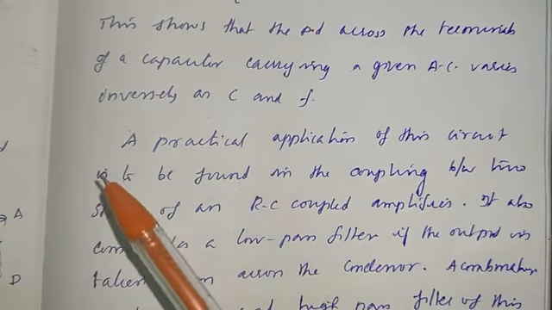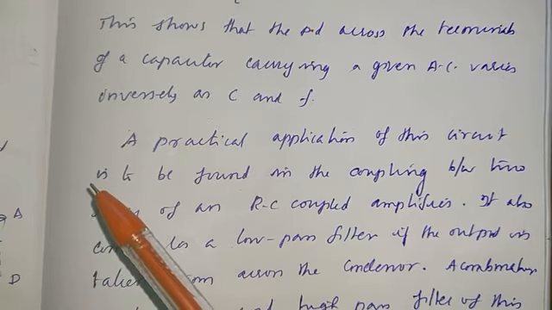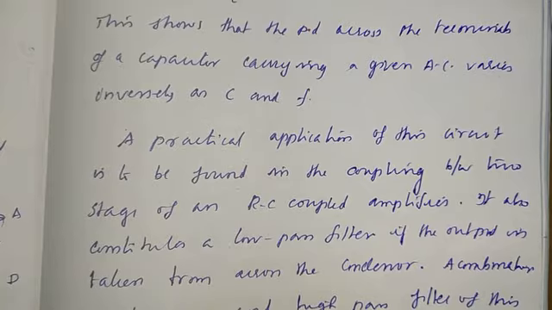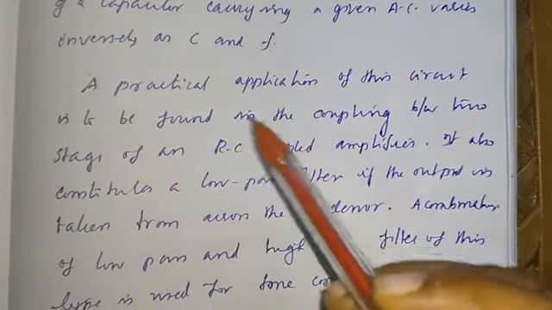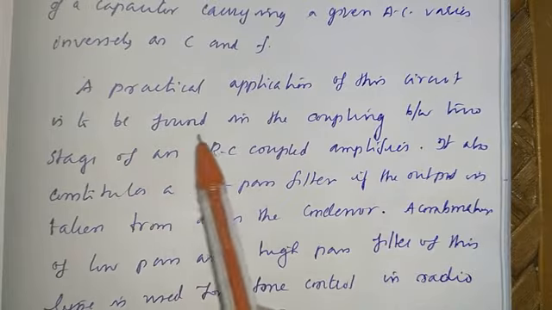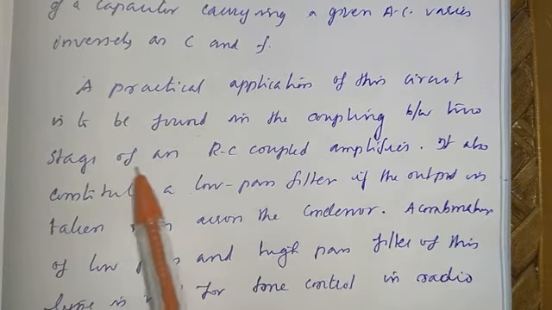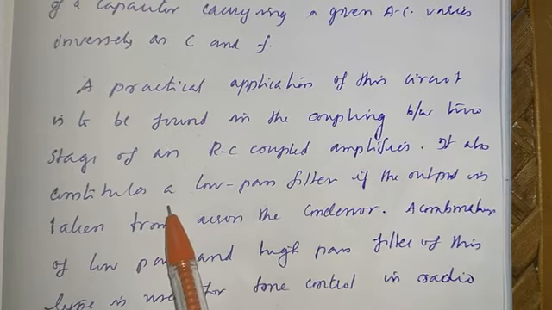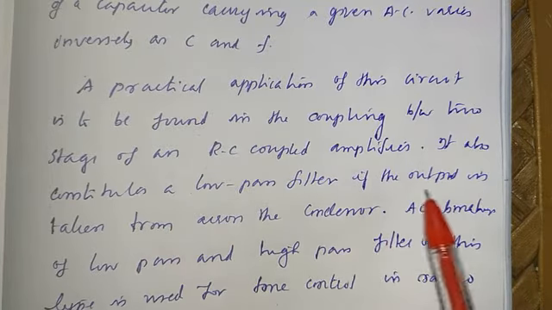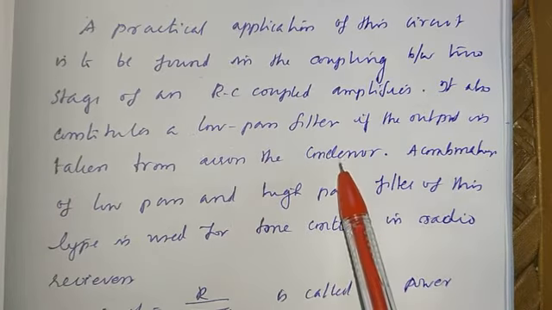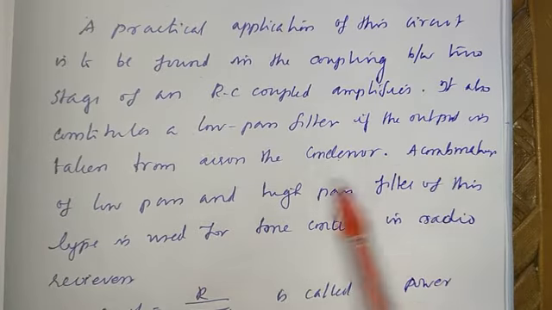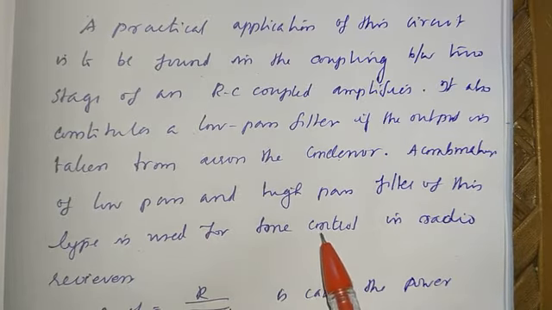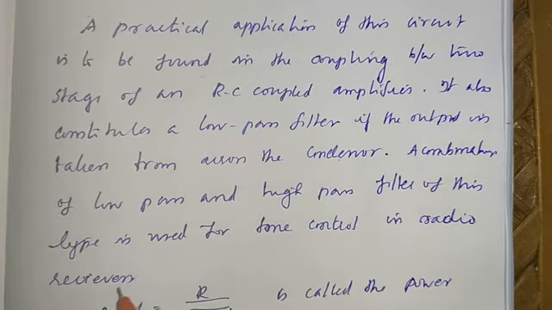This circuit, a combination of a CR circuit carrying an AC current, has many applications. Some of these are quoted here. A practical application is found in the coupling between two stages of an RC coupled amplifier. It also acts as a low pass filter if the output is taken from across the capacitor. The combination of low pass and high pass filters of this type is used for tone control in radio receivers.